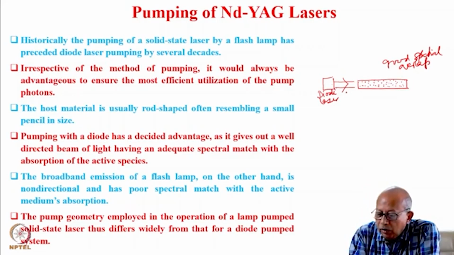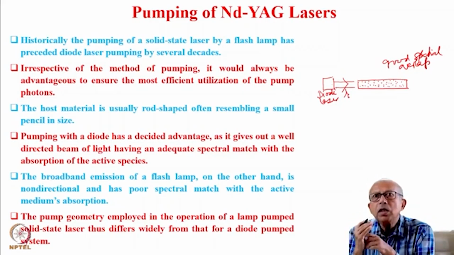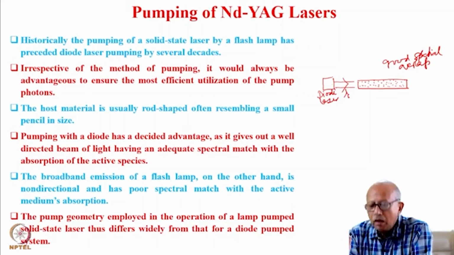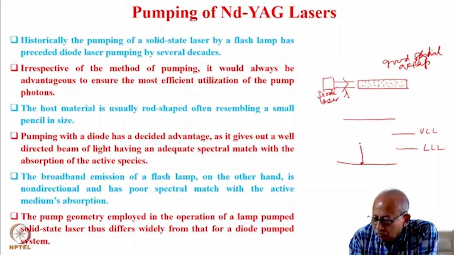The wavelength of the diode laser is chosen to approach as closely as possible the pump wavelength. That is, this is the ground level, this is the pump level, this is the upper laser level, this is the lower laser level. So the diode laser will pump the atoms from the ground state to the pump level. Suppose the pump wavelength is lambda p. So the wavelength of the diode laser must be as close as possible to lambda p.